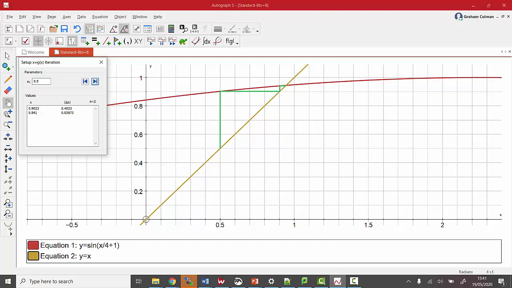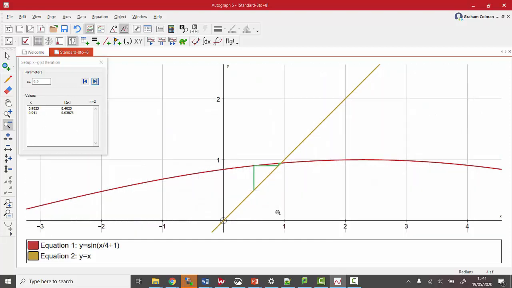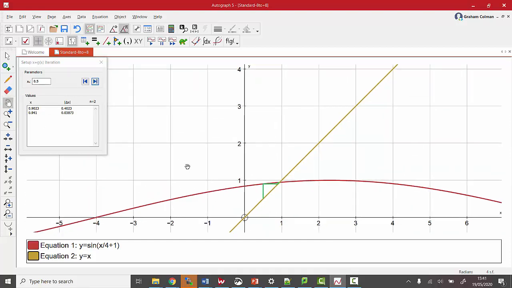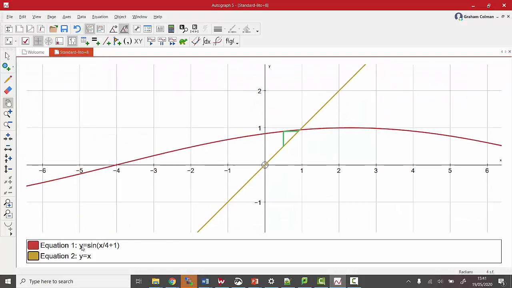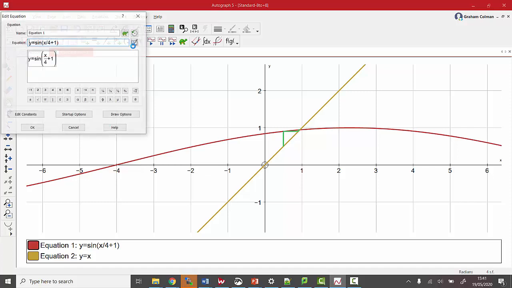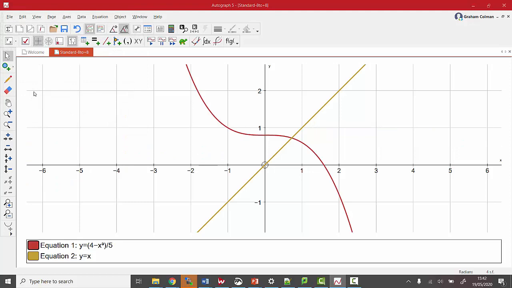There was another curve that we were asked to do. So I'm just going to zoom out and reset the graph. I'm going to get rid of this one. I'm then going to edit this curve. I'm going to keep the straight line. So the second equation we were given to solve was (4 minus x cubed) all over 5. So that gives us that equation there.